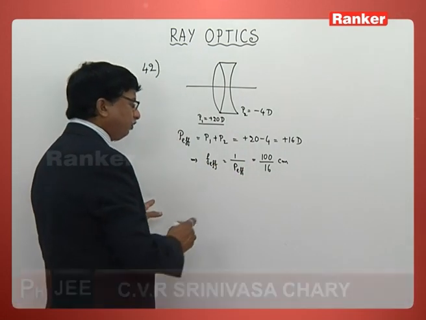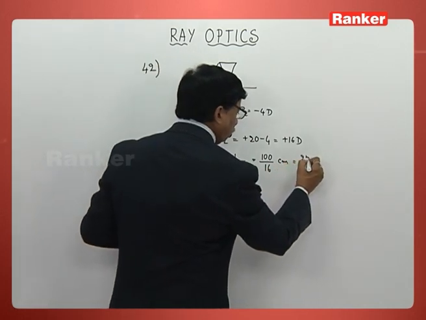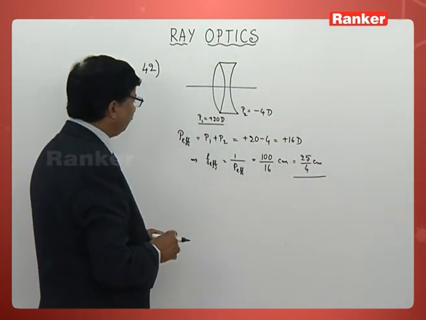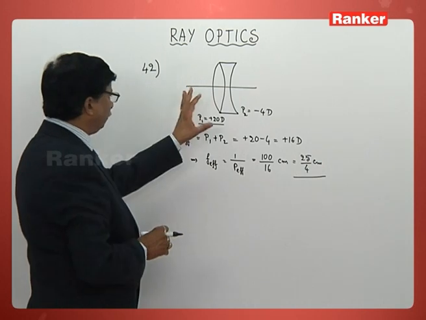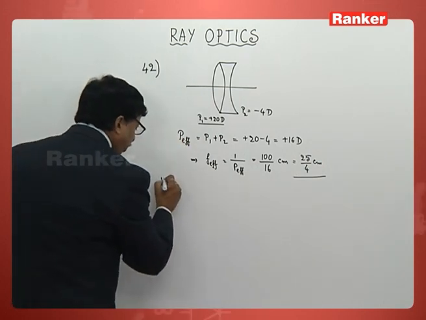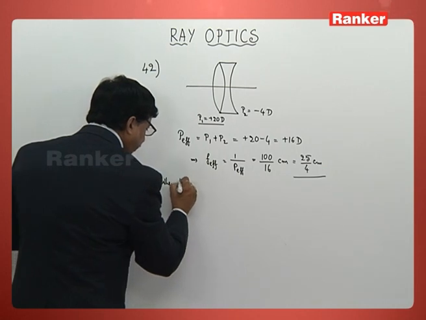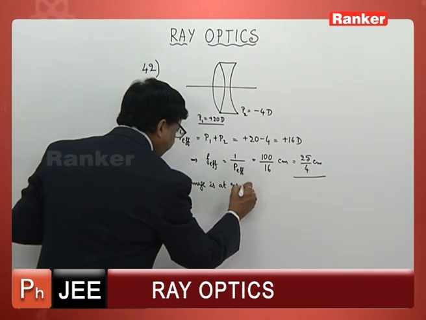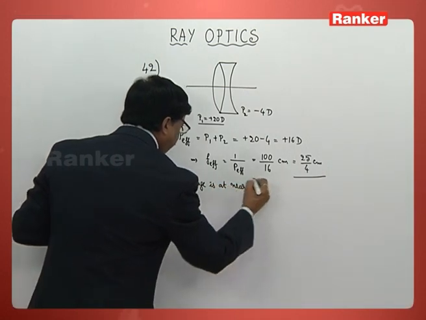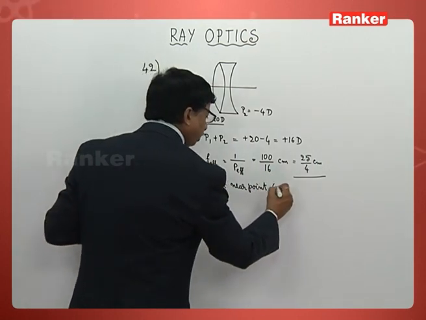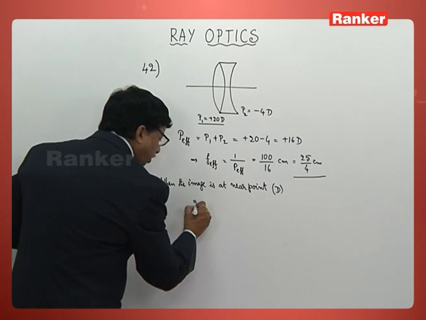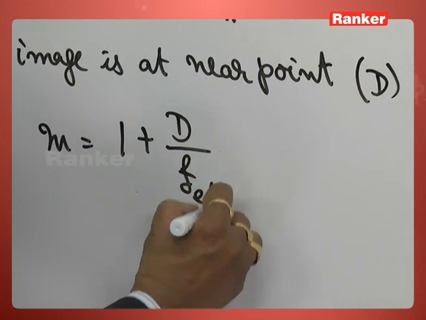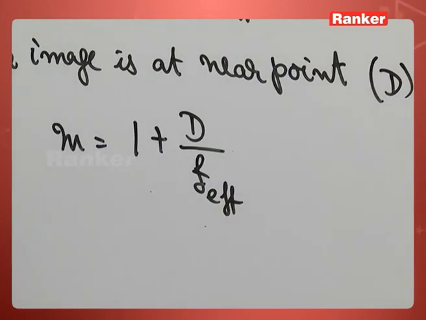Now 100 by 16 in centimeter, I can write simply as 25 by 4 centimeter. I leave it like this and later calculate the rest. So we have got the effective focal length of this combination. Then when the image is at the near point, which he has given as least distance of distinct vision, that is D, what would be the magnification? 1 plus D by F, where F is now the effective focal length.